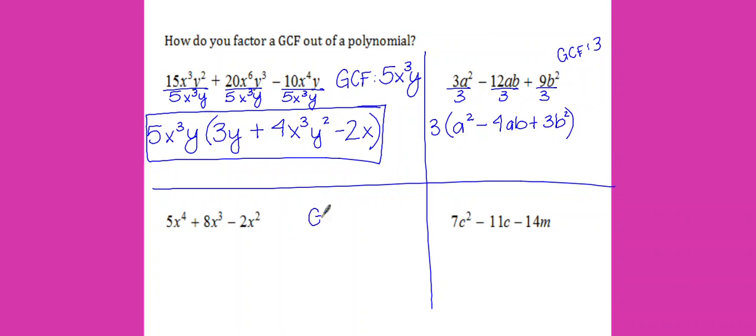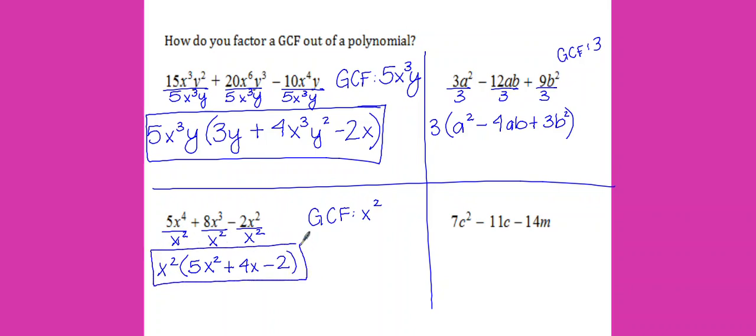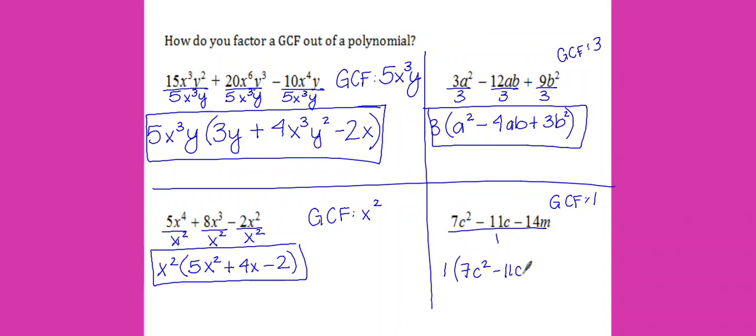In our third example, we said the GCF was x squared. So we'll divide them all by x squared. That'll go out front. And we'll be left with 5x squared plus 4x minus 2. In our fourth example, the GCF was 1. So if we divide everything by 1, we're just going to get a 1 outside, and everything would stay the same.